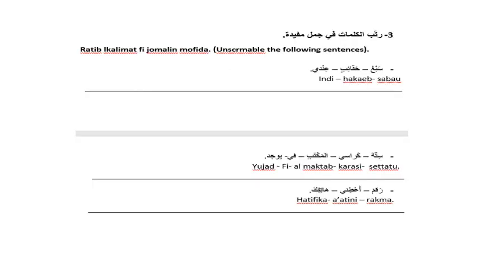In the last question, it's required from the student to unscramble the following sentences. Here we have sab'u, which means 7. We have haqa'ib, which means bags, and indi, which means I have. So the sentence will become I have 7 bags. So it means indi number 1, 2, sab'u haqa'ib.